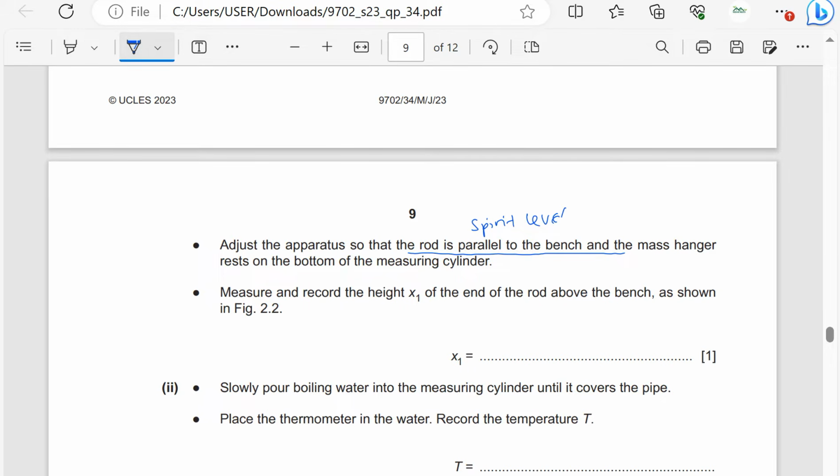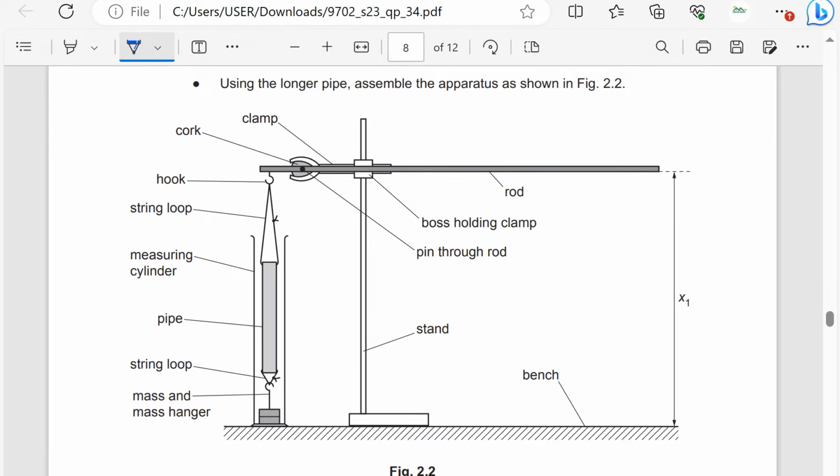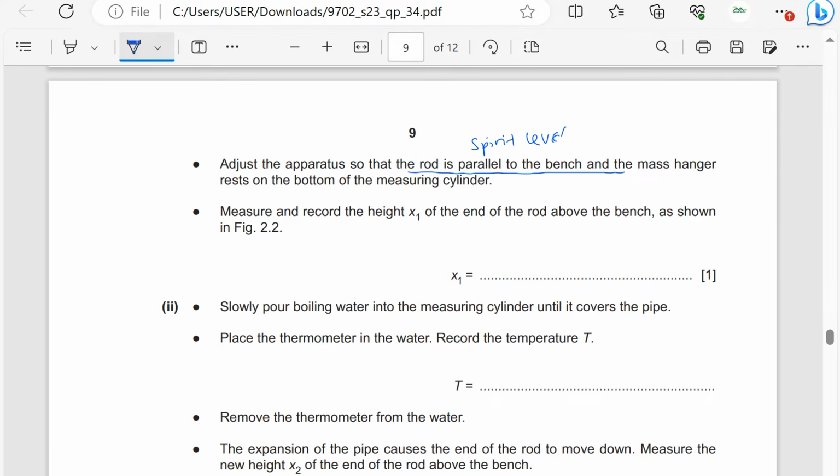Secondly, measure and record the height x1 of the end of the rod above the bench. So you are going to measure x1 from the bench to the end of the rod. So there's a limitation here in measuring x1. One, you are holding the ruler in your hand, so the hand cannot remain still when you're holding the ruler vertical. It is also hard to know that the ruler is vertical when you're measuring x1. So that is a limitation. There's a second limitation there on measuring x1.